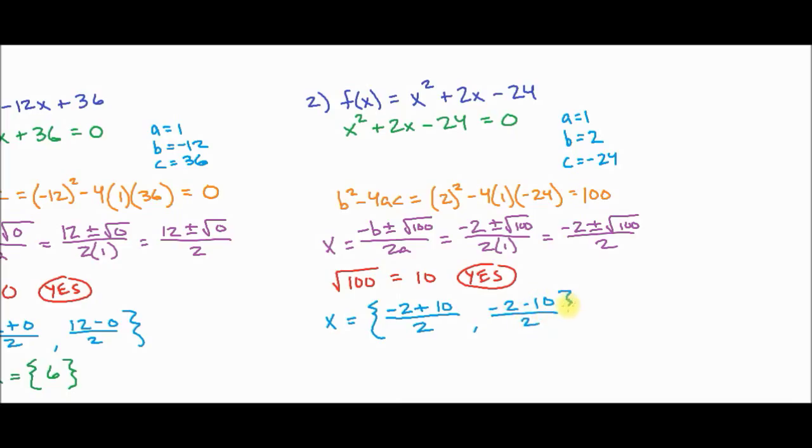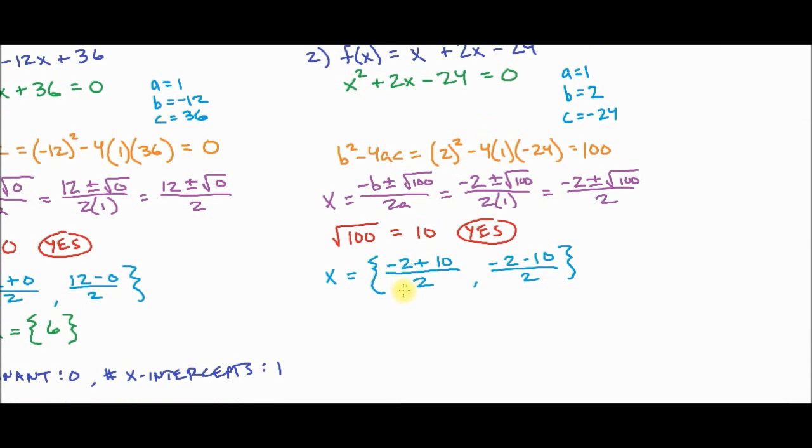Now some of you might wonder, can you flip those two numbers around? Can you do -2 minus 10 and -2 plus 10? Of course. Doesn't make any difference. The brackets mean that the x values of the solutions include those numbers. And normally we want the smallest number first and the biggest number second. But in this case, for this class, it doesn't matter if you put those numbers in a different order. So you can put -2 minus 10 over 2, -2 plus 10 over 2. And this means our final answer.